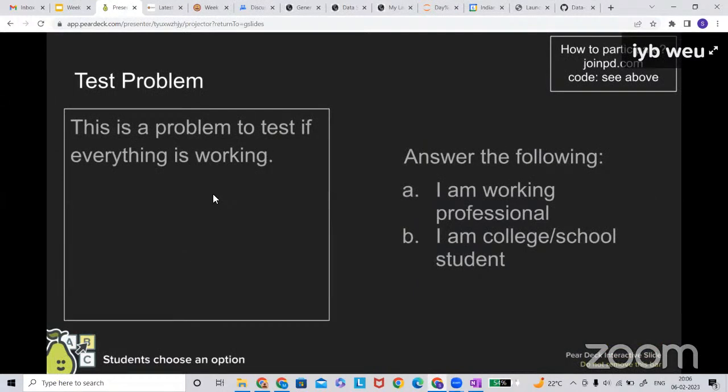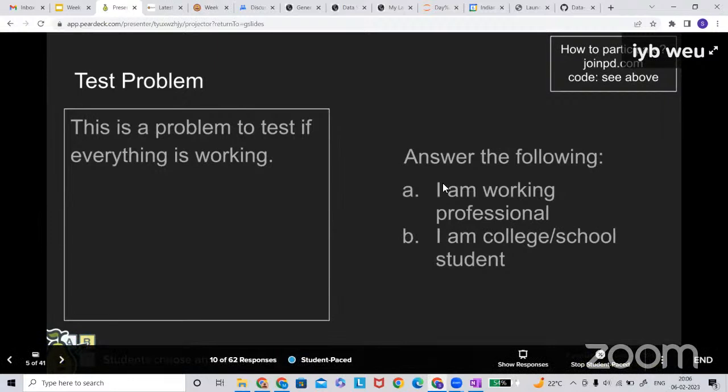Okay, let's move on to the question we have. This is just for an answer example, to test that everything is working. You can put your answer here. Are you a working professional? I'm a college student.